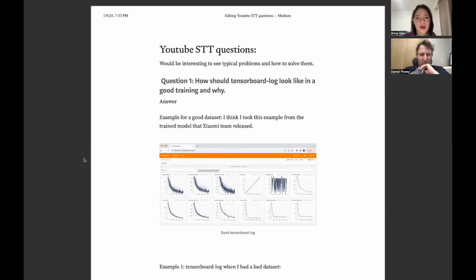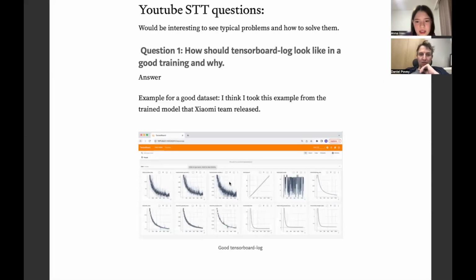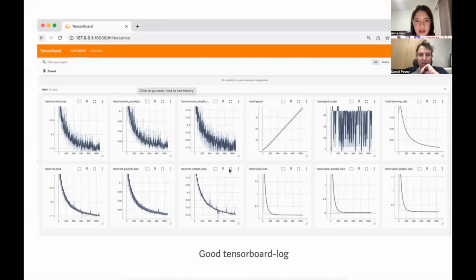Question one. How should TensorBoard logging look in a good training and why? Here are some examples from a trained model that Xiaomi released. Let's zoom in on this.